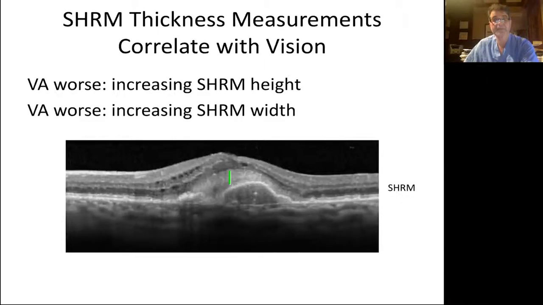And finally, SHRM thickness measurements correlate with vision. The visual acuity is worse with increasing SHRM height and increasing SHRM width. And we can see that the height of the SHRM can be measured here.